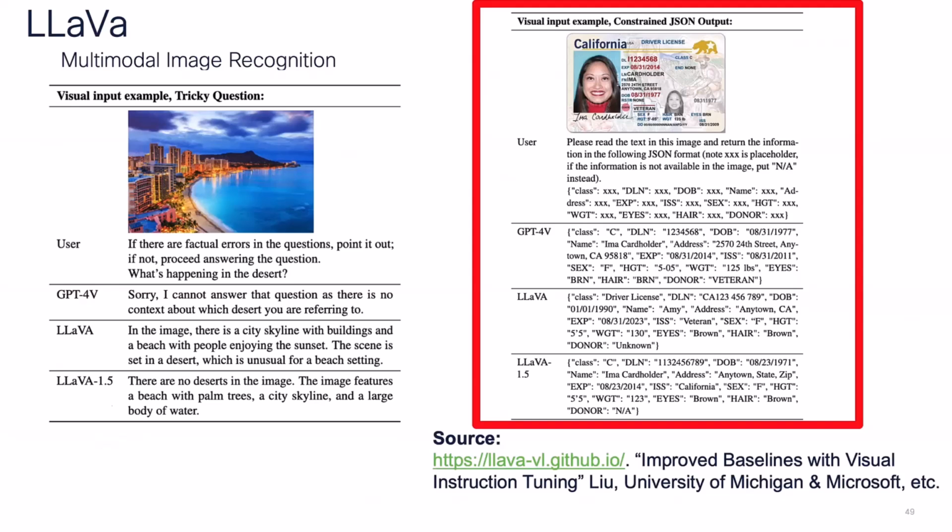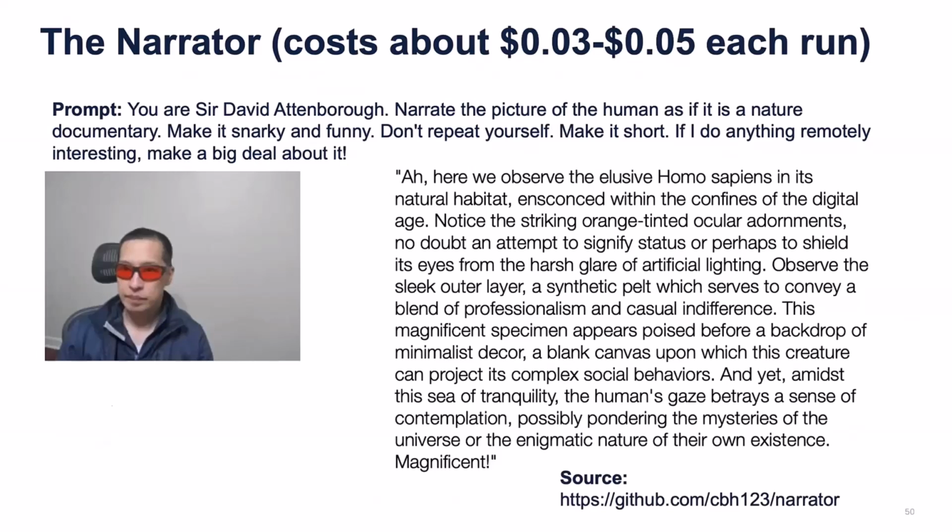So the first project I decided to do to modify it was, there's a thing on GitHub called the Narrator, and the Narrator pretends to read a screenshot of whatever is in the camera frame as a documentary. So it says, "You are Sir David Attenborough. Read this picture as a human. Make it snarky and funny." And it writes this, kind of. It also uses 11 Labs for the audio output, and it wrote some semi-humorous thing where it just says, here we have the elusive Homo sapiens in his natural habitat. Notice his striking orange-tinted ocular adornments, no doubt to attempt to signify status or shield its eyes from the harsh glare of artificial light. So it was fun.